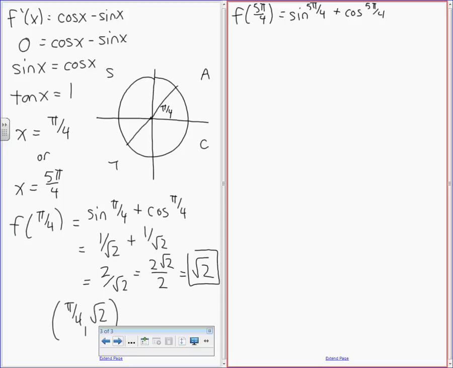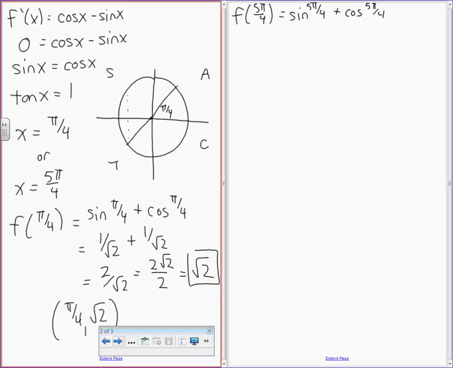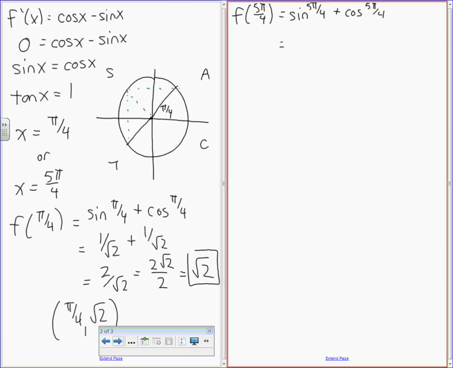Okay, so you can think back to yesterday's lesson if you need to. What I'm going to do is flip it up to this quadrant, and then flip it over to here. So this is just going to be negative sine pi over 4, plus actually minus cos pi over 4. So since it's just minus, that's going to be negative root 2.